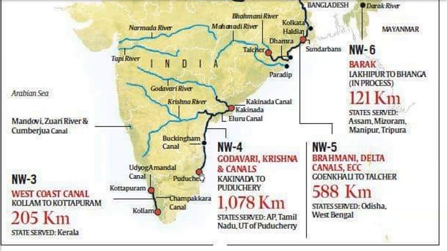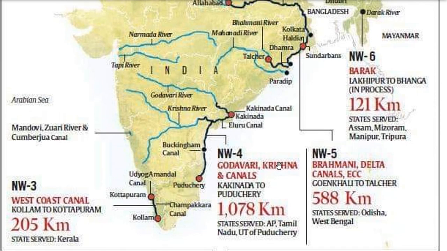Then the fourth one is the Puducherry Kakinada. This is Kakinada and this is Puducherry, or Pondicherry as it was called earlier. So it is on Godavari. See, this is Godavari also. We have the Krishna also. This is a canal, and various canals, Godavari, Krishna canals. And this is 1078 kilometers. The states being served are Andhra Pradesh, Tamil Nadu and the Union Territory of Puducherry.